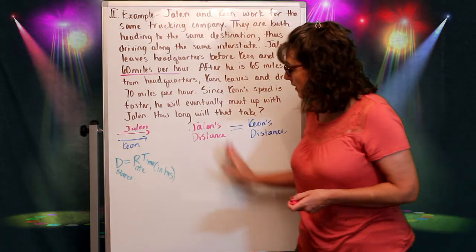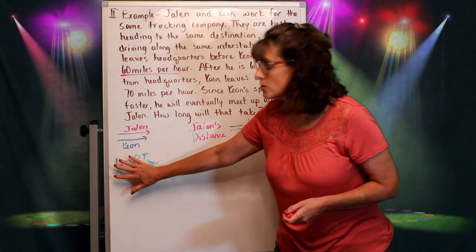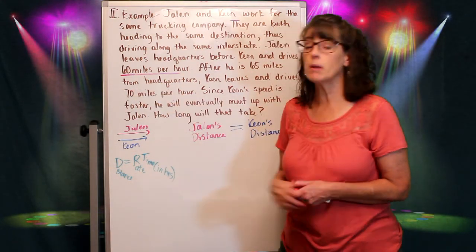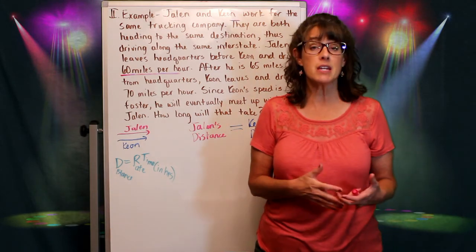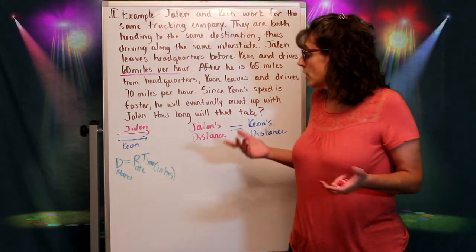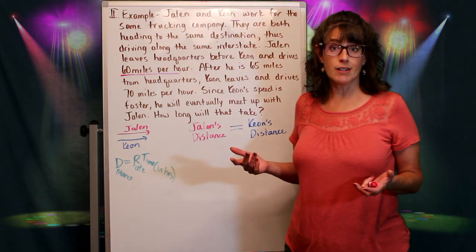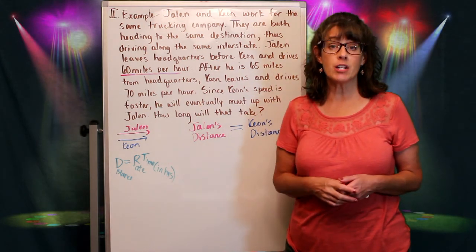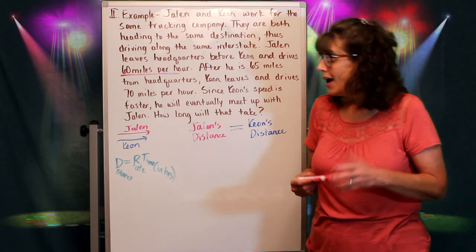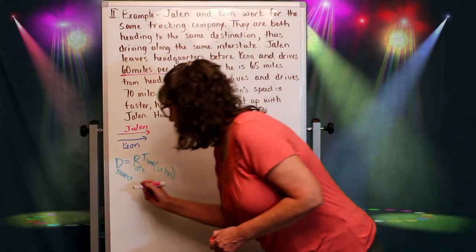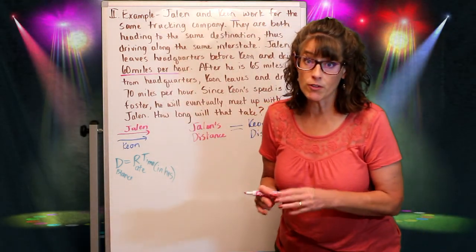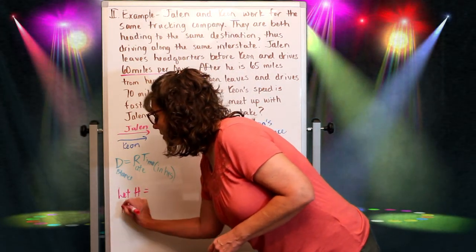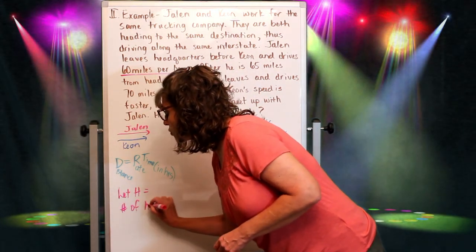So in order to figure out Jalen's distance, we're going to use this formula. We're going to take Jalen's rate, 60 miles an hour, and we're going to multiply it to the time that he has spent driving. Well, do we know how long Jalen has been driving? No. And there's our unknown. When you figure out what that unknown is, define it by a variable. I like to be creative, just to make it easy for me to remember what the variable stands for. So I'm going to let my H equal the number of hours traveled.